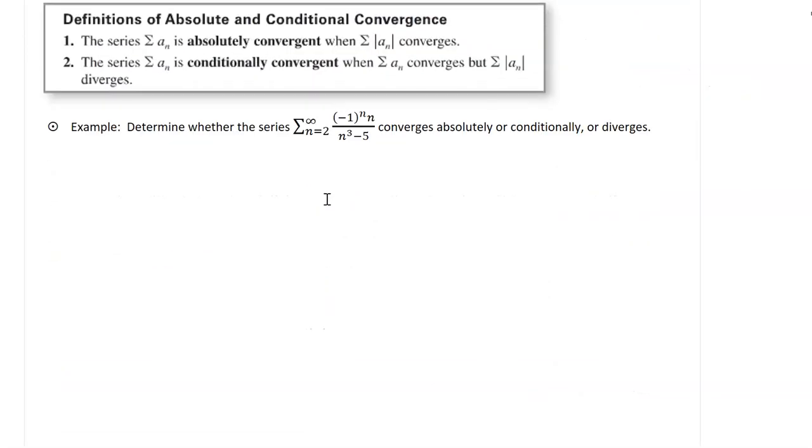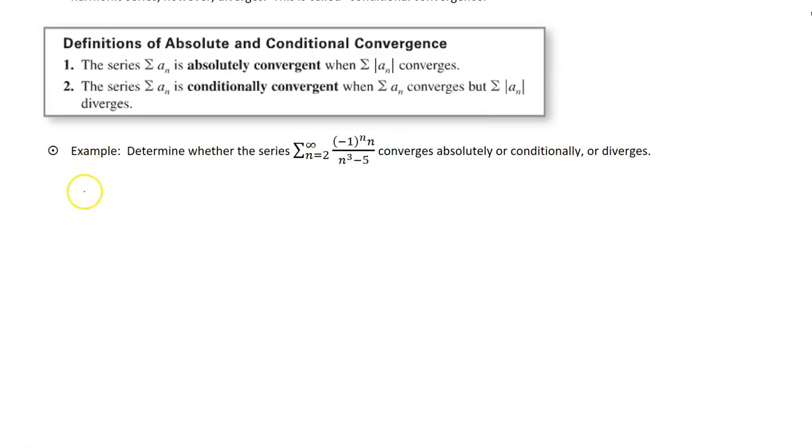So let's look at an example. It says determine whether the series from n equals 2 to infinity of -1 to the nth power times n over n cubed minus 5 converges absolutely or conditionally or diverges. So what we really need to see here is if the sum of the absolute value converges. We used 2 here, and I think they just did that to make the denominator defined, so you don't have any issues, and it makes everything positive because 2 cubed minus 5 is going to be positive, whereas 1 cubed minus 5 would not be.